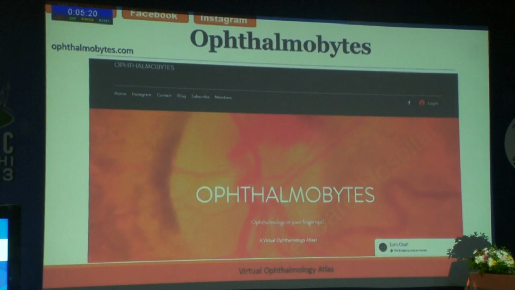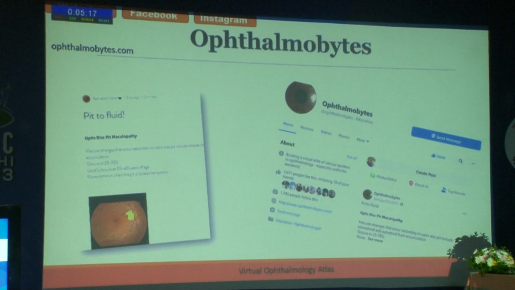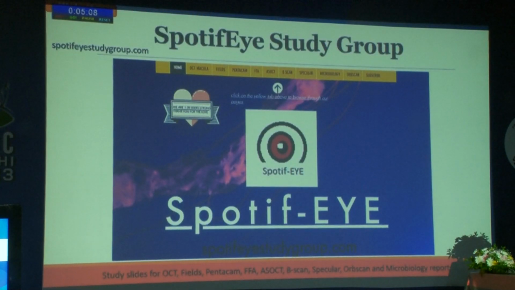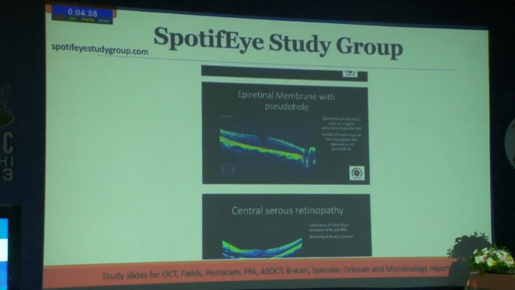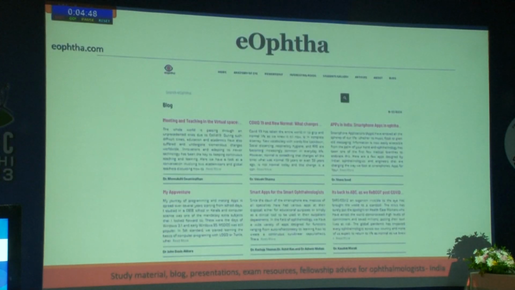Next is Ophthalmo Bites. This is by Shashwanti Mohan. It is very precise. Only the photos and a few important points. It is also available on Instagram recently. Next is Spotty Eye by Shana Sood. It is basically study slides for imaging purposes and for AIOC. It is very precise. They'll give an image and only a one line explanation, so that you only have to say that when the AIOC asks.